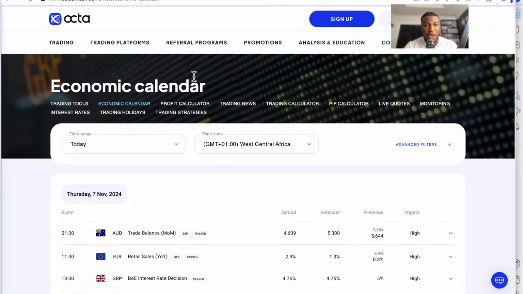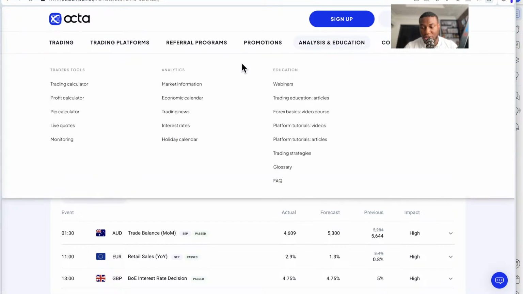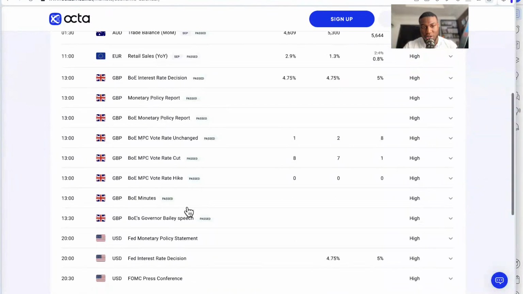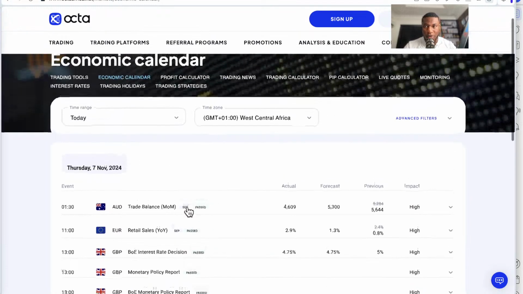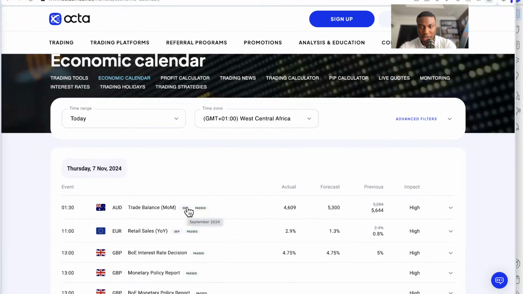All right, so this is the Octa economic calendar. You can get this on the Octa official website under analysis and education, analytics, economic calendar, and then this information is shown for you. Now, if this is your first time seeing this economic calendar, basically what it does is it gives you reports on economic events, and these events are important because the economic stability or instability of a country is a market driver. If the economy of a country is stable and doing good, it's going to have a direct impact on the domestic currency of that country.